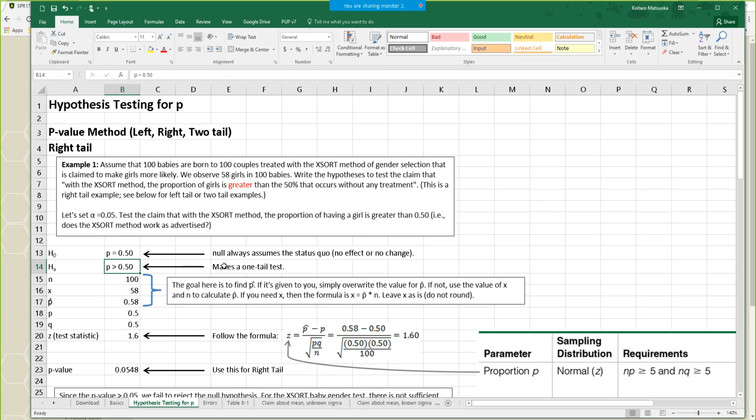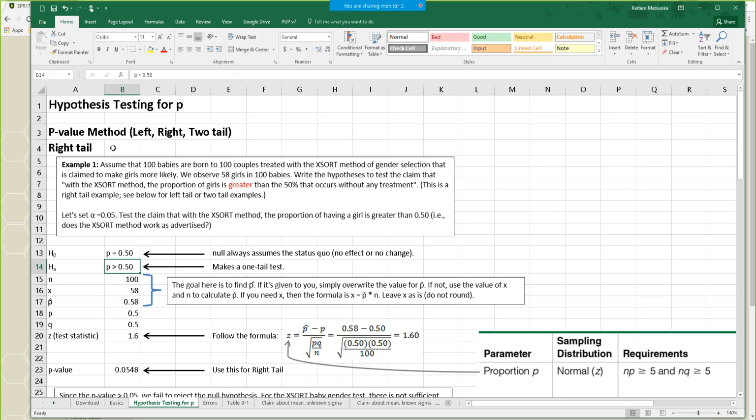That makes it a one-tail test, and moreover, this word makes the whole problem a right-tail problem, because greater than is to the right, so it's going to be right tail.